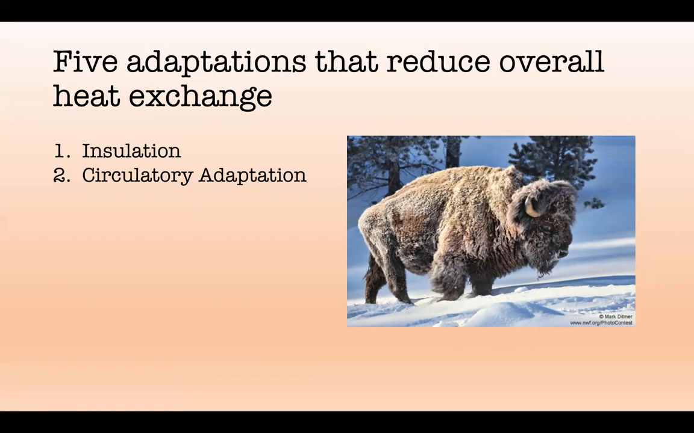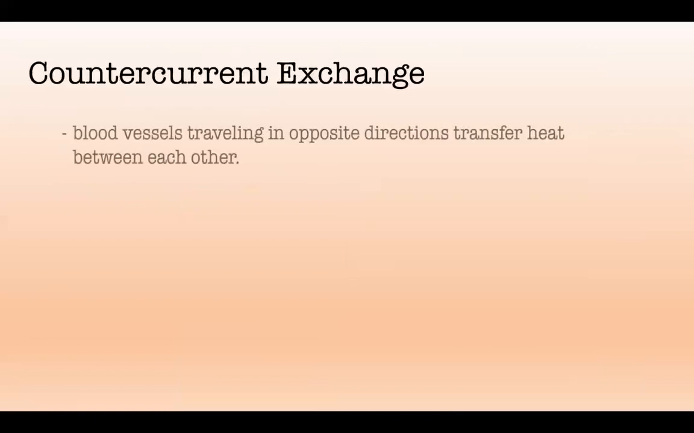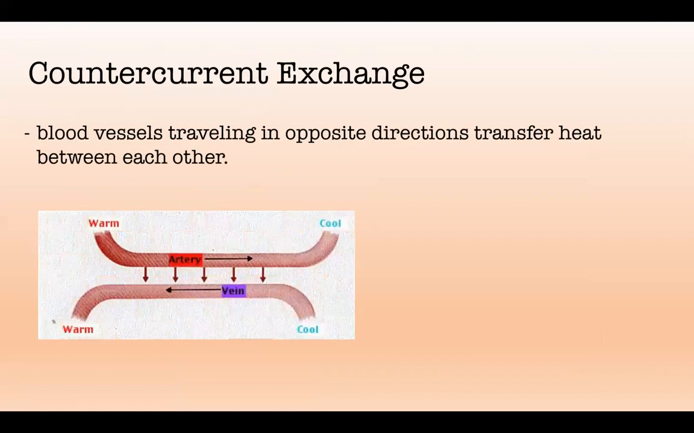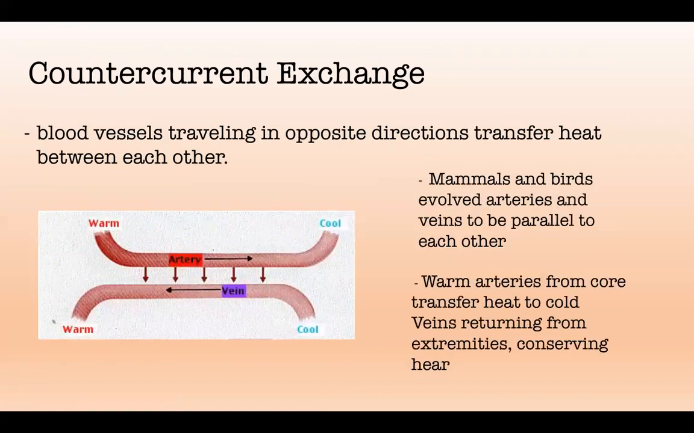Next, we have circulatory adaptations, in which blood vessels traveling in opposite directions transfer heat between each other. This occurs through a process known as countercurrent exchange, so let's take a little detour to talk about that. Countercurrent exchange occurs when warm arteries from the core transfer heat to cold veins that are returning from extremities, conserving heat. Mammals and birds evolved arteries and veins that run parallel to each other and transfer heat between each other.